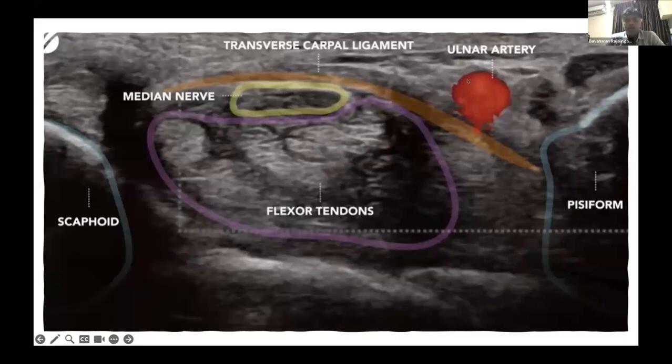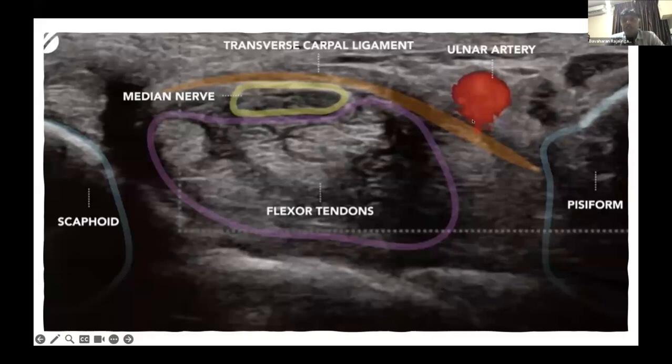Sometimes this artery may be persistent and get into the carpal tunnel. That is called the median artery, and it can cause compression on the median nerve. The median nerve always appears honeycombed, because of multiple fluid-filled structures there, which actually help in the conduction of the nerve. So this is the scaphoid and this is the pisiform, and you will see the flexor tendon images.